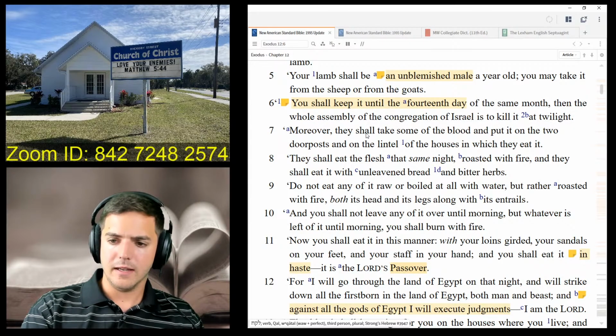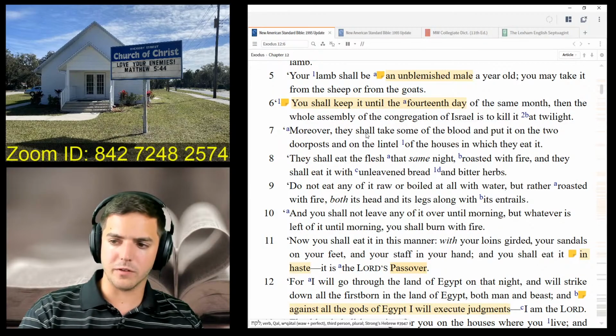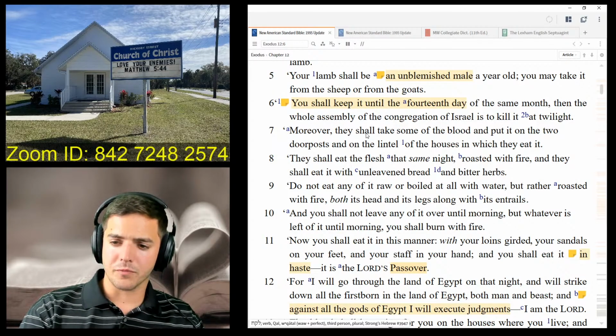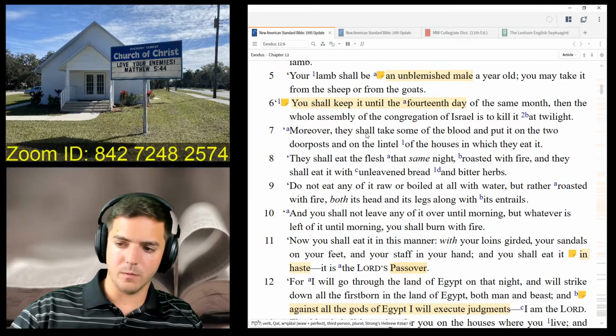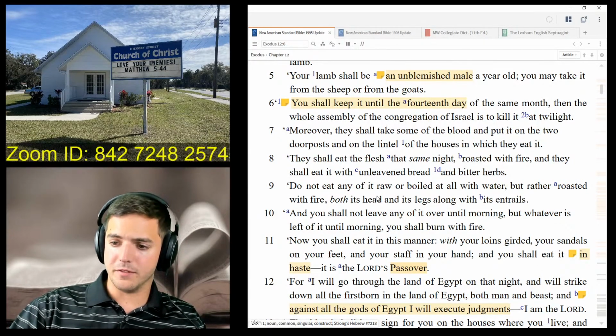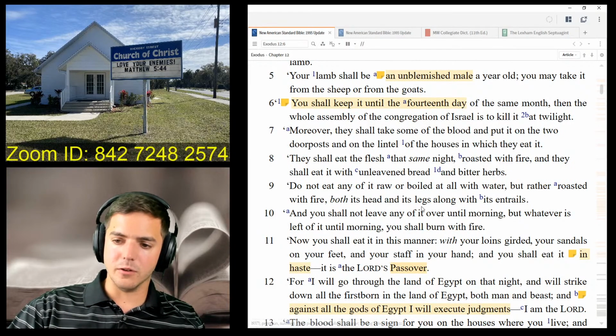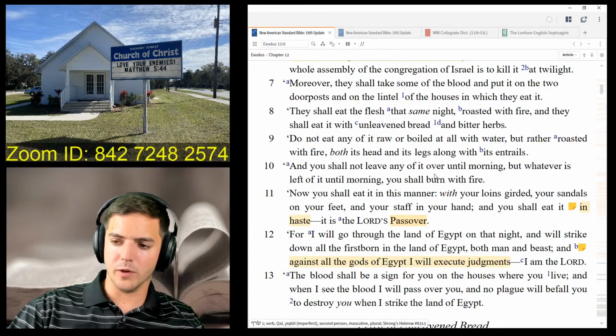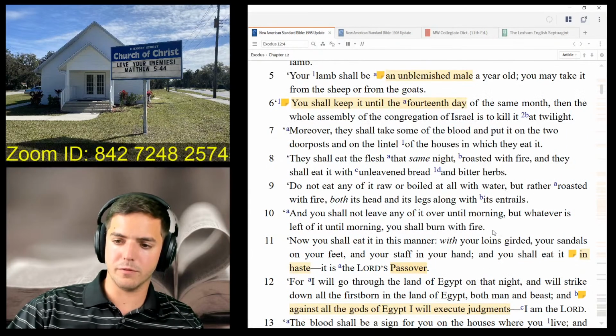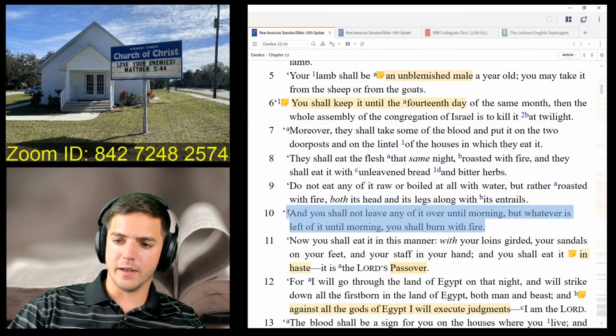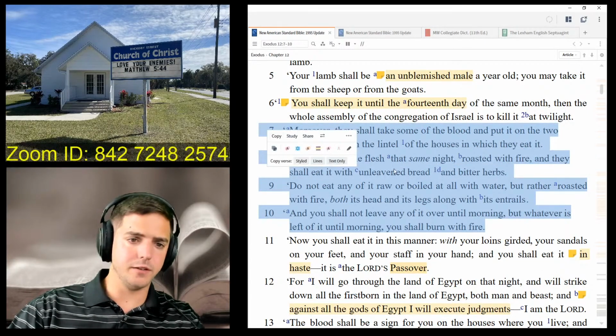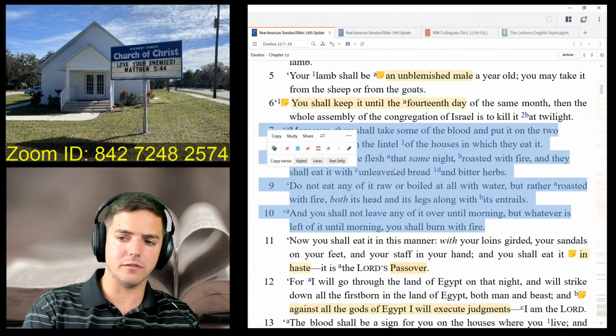Exodus chapter 12 and verse 7. He says, "Moreover, they shall take some of the blood and put it on the two doorposts and on the lintel of the houses in which they eat it. They shall eat the flesh that same night, roasted with fire, and they shall eat it with unleavened bread and bitter herbs. Do not eat any of it raw or boiled or at all with water, but rather roasted with fire, both its head and its legs, along with its entrails. And you shall not leave any of it over until morning, but whatever is left until morning you shall burn with fire." So Exodus 12, verses 7 through 10, goes into some more specifics about what would go on in this Passover sacrifice.